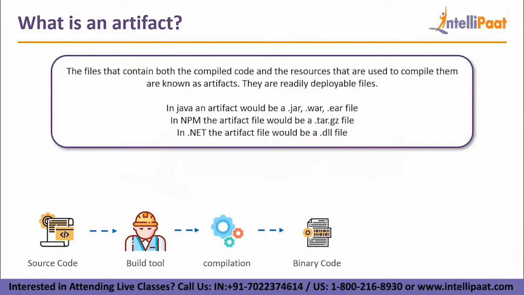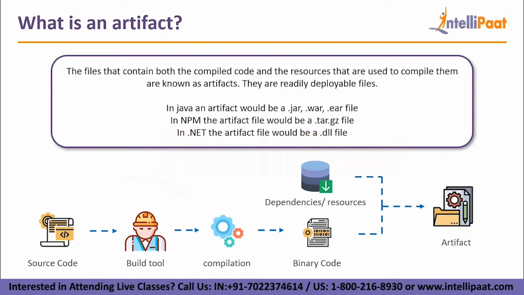When this binary code is taken together with the dependencies and resources that are required to run it and packaged into one file, that one file is known as an artifact. Basically, these are readily deployable files, like an executable. In Java, an artifact would be a .jar file, or a .war file, or a .ear file. .jar files are basic Java applications, .war files are for web applications, and .ear files are for enterprise applications that can be contained in EJB containers. In NPM, the artifact file would be a .tar.gz file, and in .NET, the artifact file would be a .dll file.